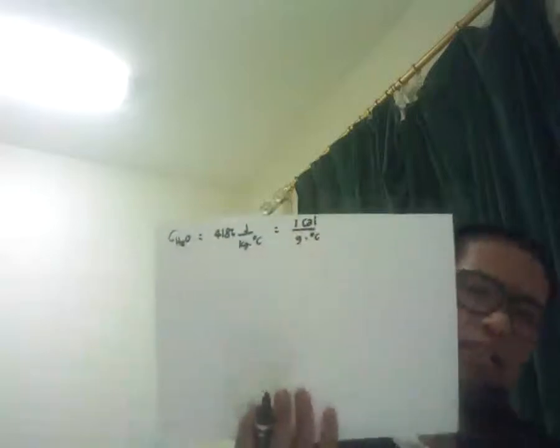But before that, we need to write first the values for the specific heat capacity. The specific heat capacity of water at 100 degrees Celsius is 4,186 joules per kilogram degree Celsius, and also 1 calorie per gram degree Celsius. Memorize this one, class.